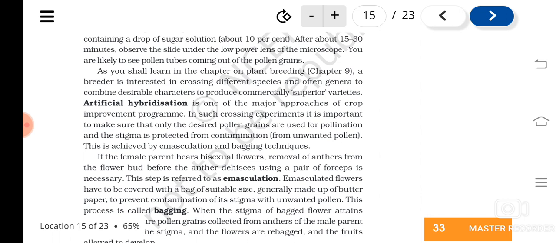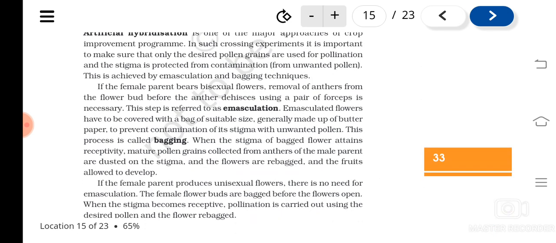So that we can get some super varieties. Super varieties means which has the qualities of both the parents. Parents will be different. They may belong to different species, or they may belong to different genus. Understood? So that we can get what? Super varieties.